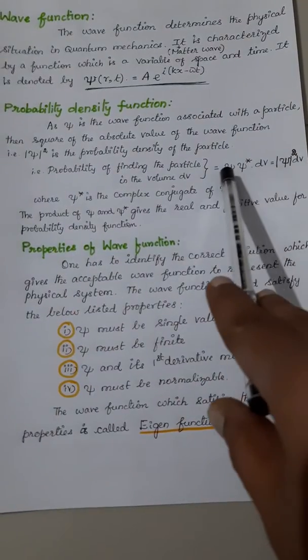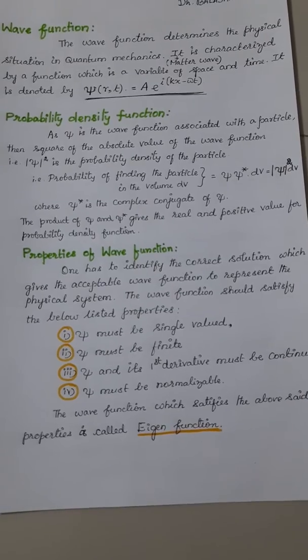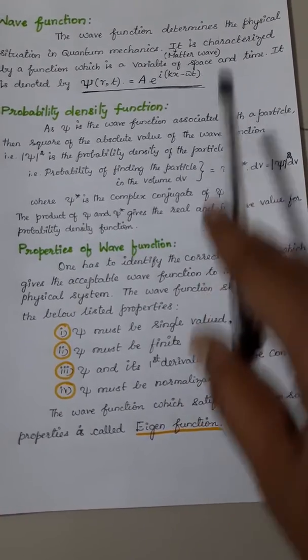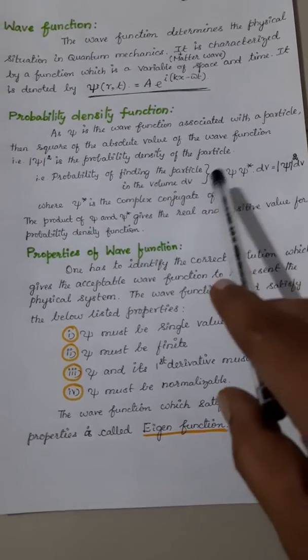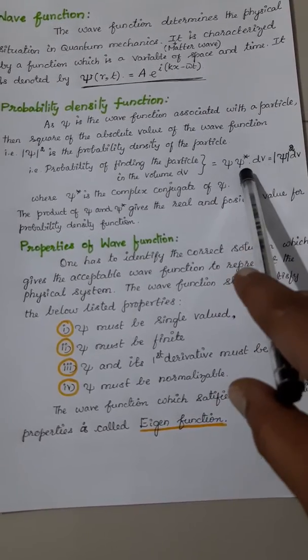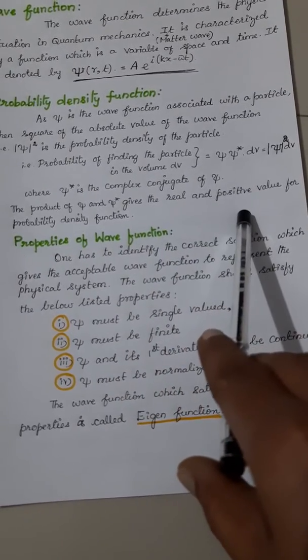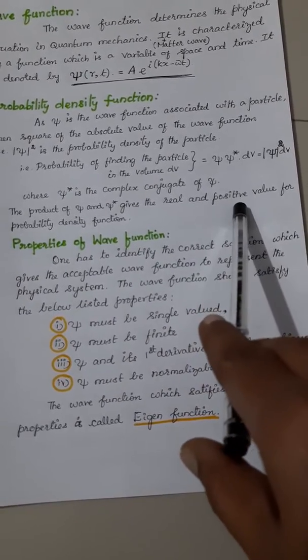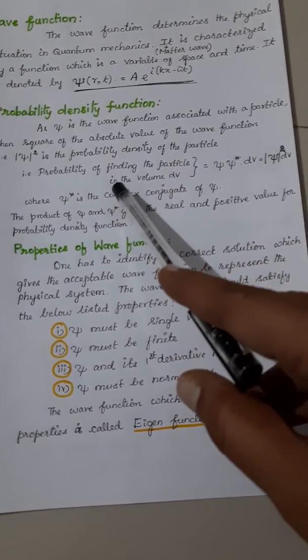So the product of psi and psi star gives you a real and positive value. We have taken psi as a complex number, so if you multiply it with its complex conjugate, we get a real and positive value. That real and positive value is the probability density, that is, the probability of finding the particle.